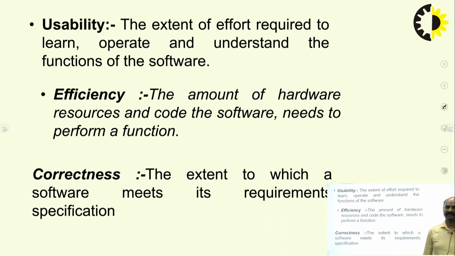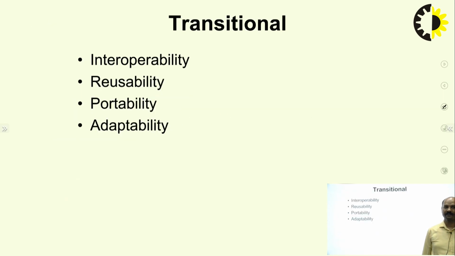Then correctness: the extent to which a software meets its requirement specification, whatever is written in the SRS, the software requirement specification document. Our software must meet all those requirements of the user after verification and validation. Then the last one is the transitional characteristic, that is interoperability, reusability, portability and adaptability.